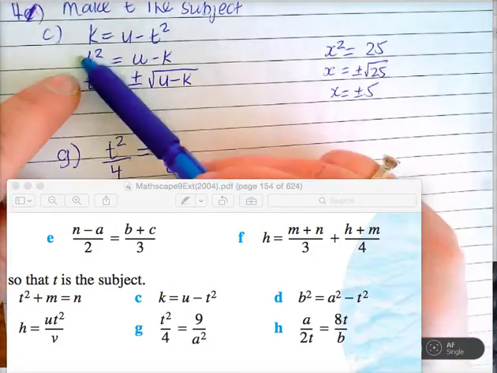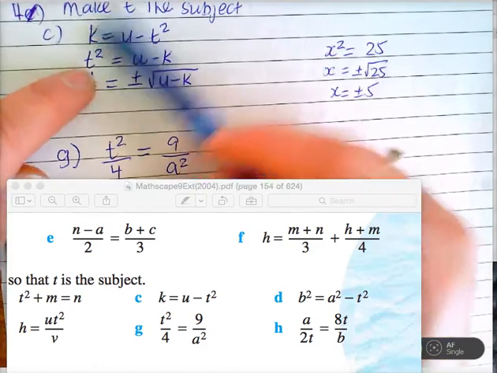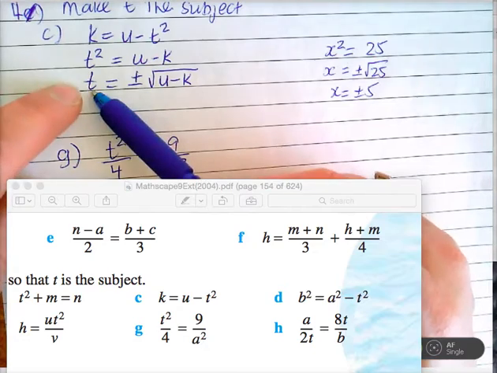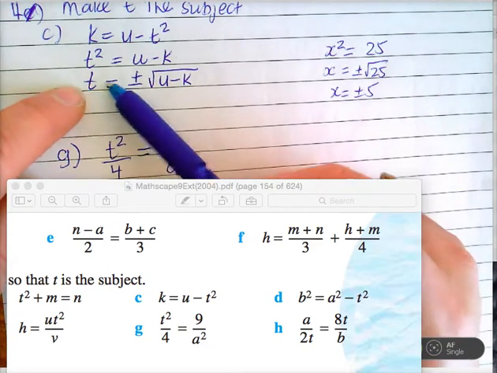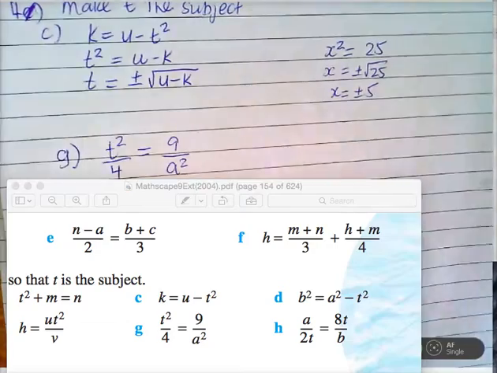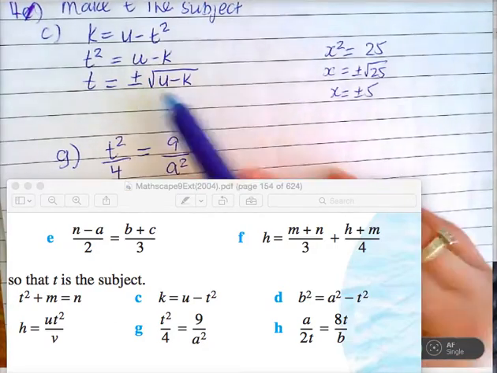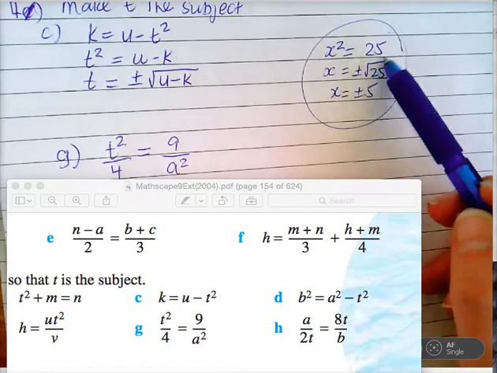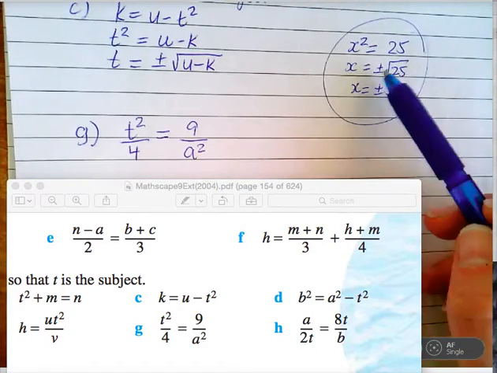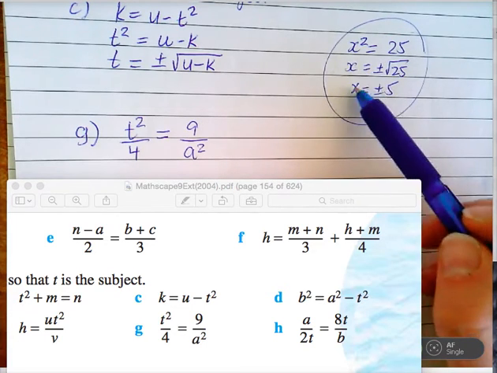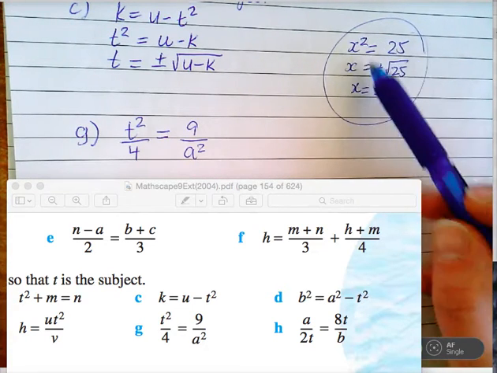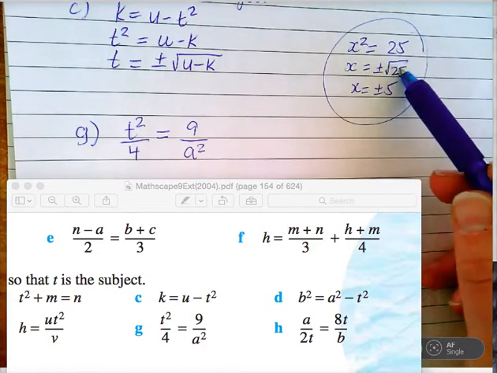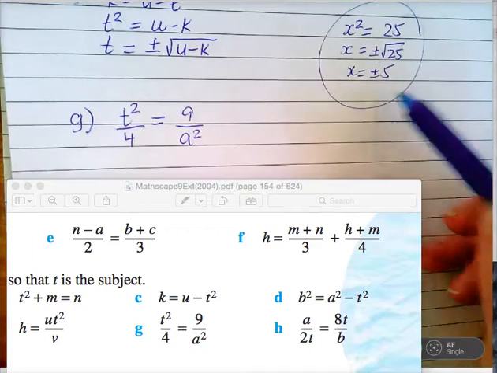We moved the T squared to the other side because it was minus T squared, and we moved the K here. We need to do the opposite of squared, which is to square root, but when you do that you must take plus or minus the square root of the other side, making sure that you put all of the U minus K in brackets. The reason for this can be shown here. If x squared is 25, x could be negative 5, since negative 5 times negative 5 is 25, or positive 5, since positive 5 times positive 5 is 25. So x is plus or minus the square root of 25, which is plus or minus 5.